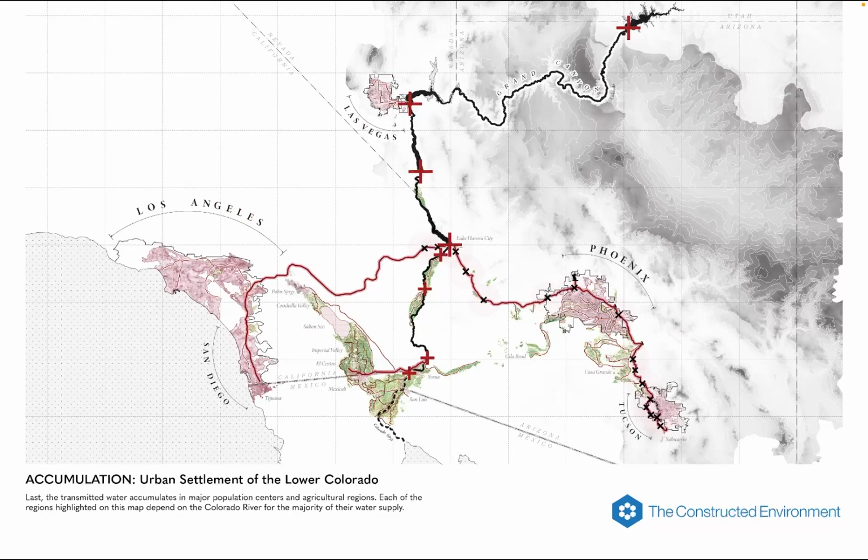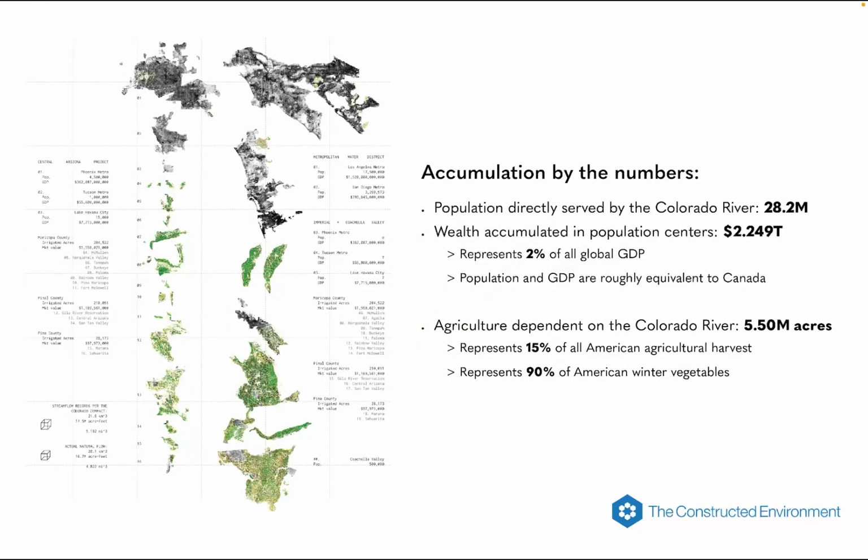Last, the transmitted water accumulates in major population centers and agricultural regions. Each of the regions highlighted on this map depend on the Colorado River for the majority of their water supply. By the numbers, this population that is directly served by the Colorado River exceeds 28 million, and the wealth accumulated within these population centers exceeds 2 trillion USD. This represents 2% of all global GDP that is now tied into dependency on this river.